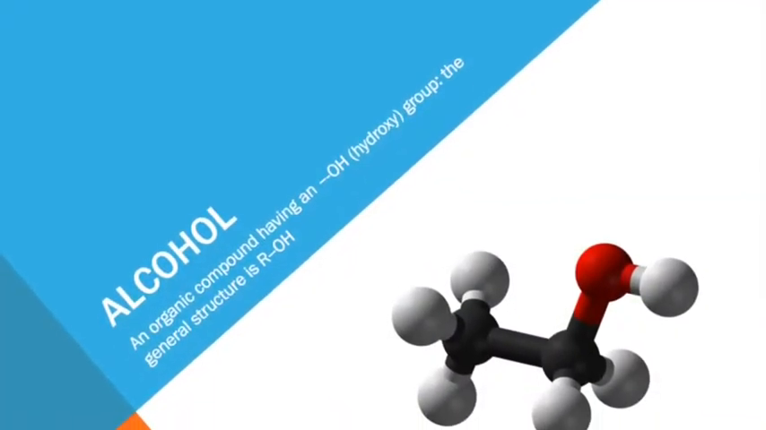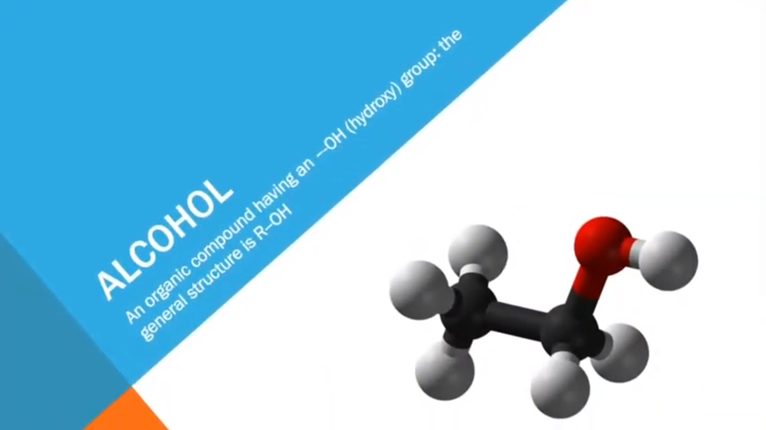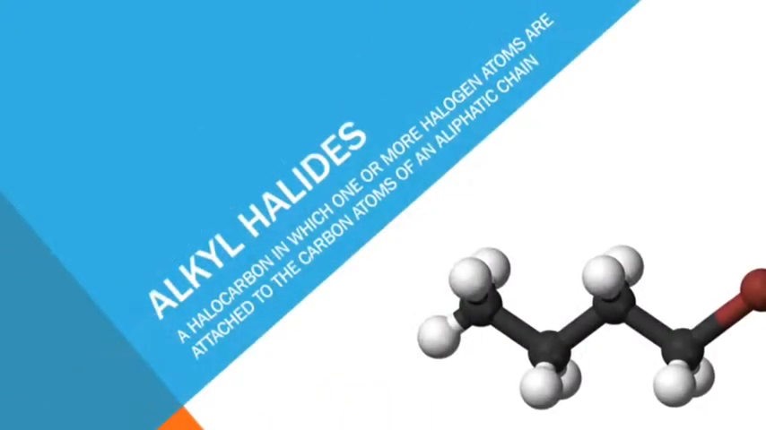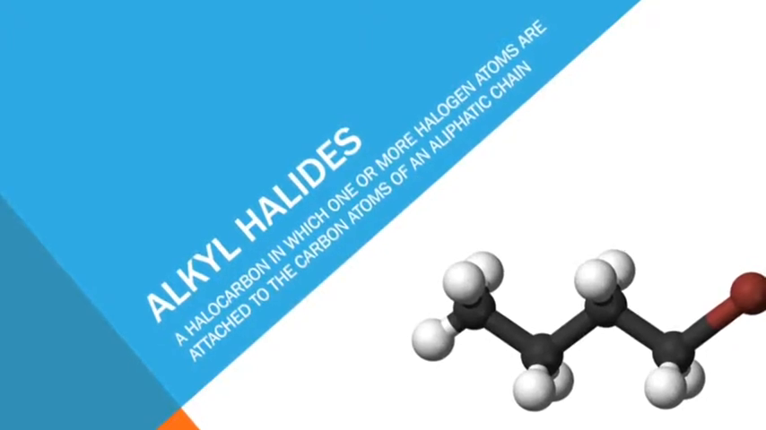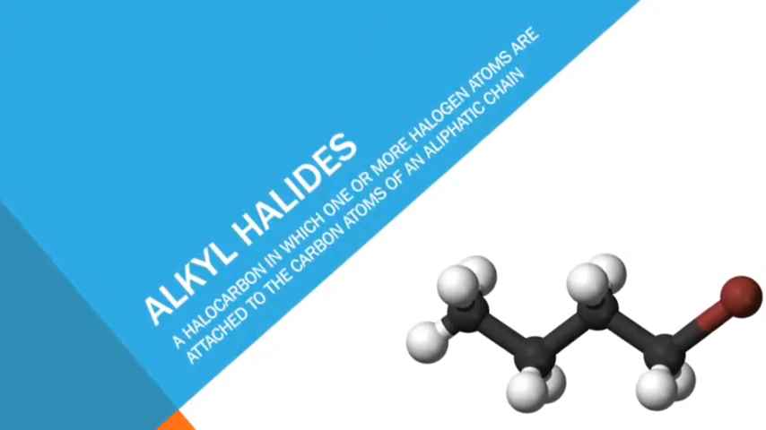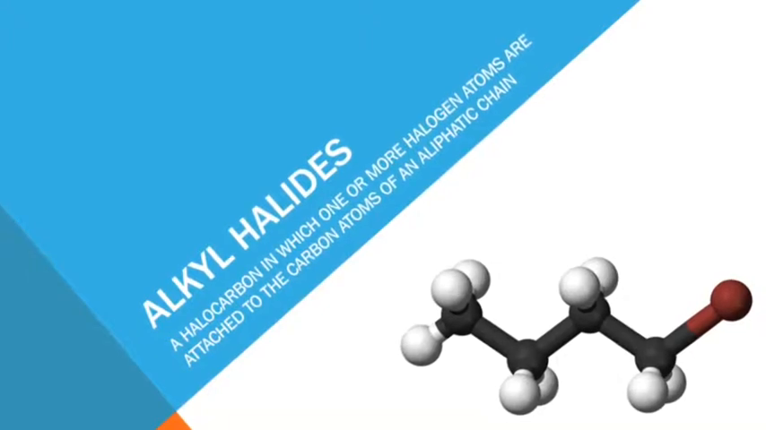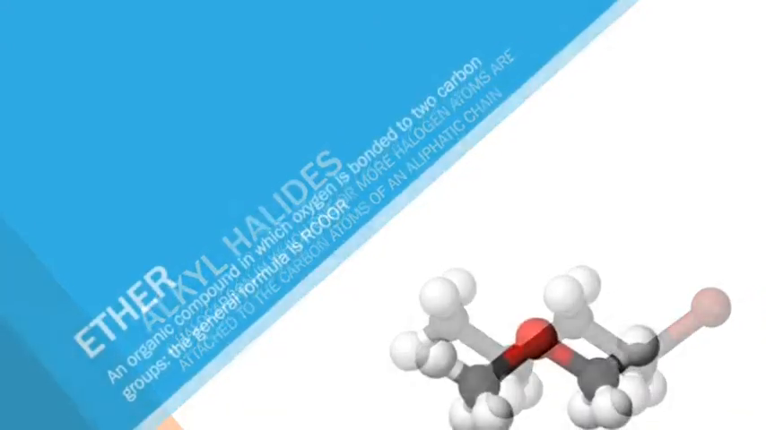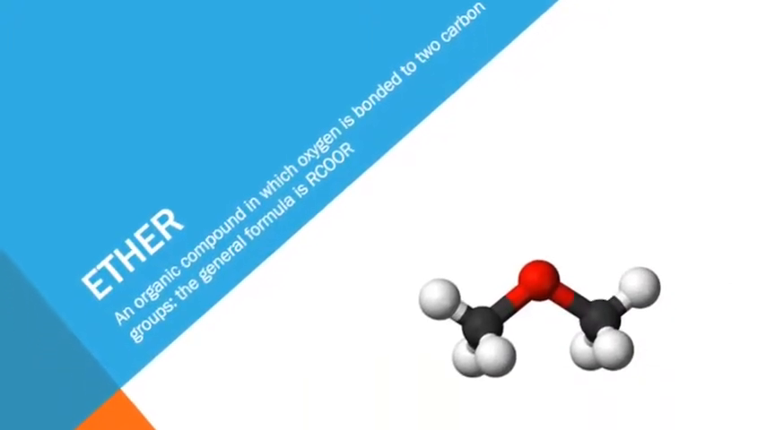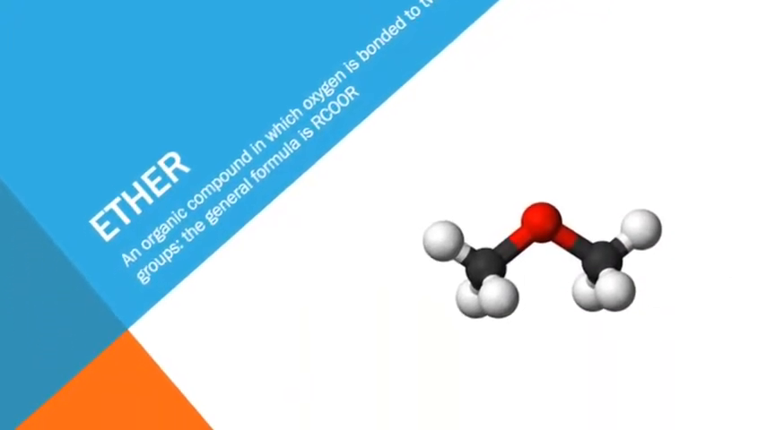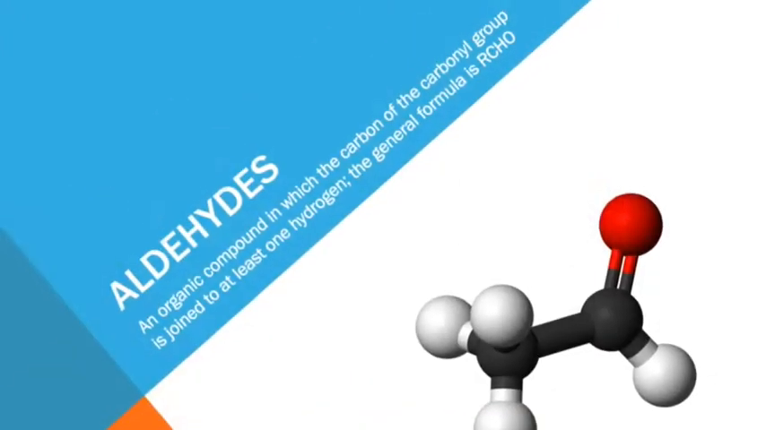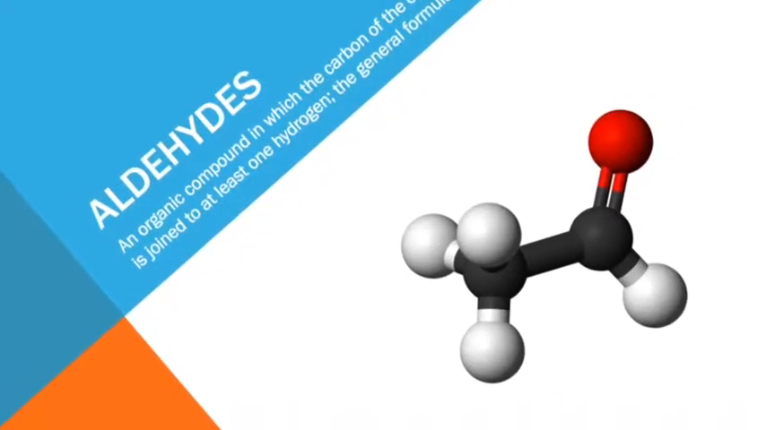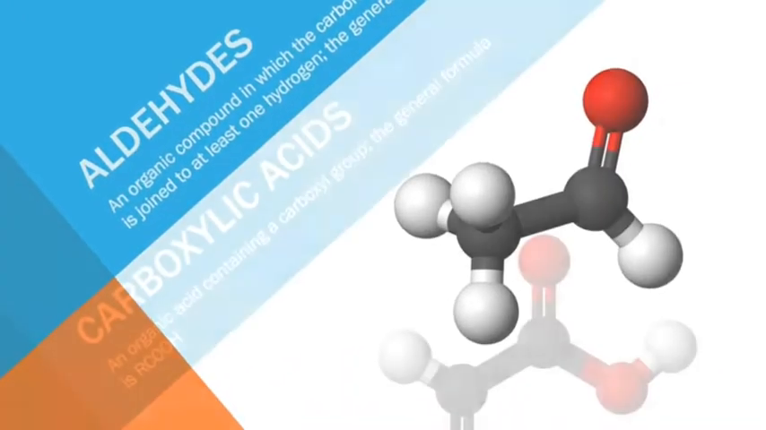Alcohol is an organic compound having a hydroxy group. The general structure is ROH. Alkyl halides are halocarbons in which one or more halogen atoms are attached to the carbon atom of an aliphatic chain. An ether is an organic compound in which oxygen is bonded to two carbon groups. Aldehyde is an organic compound in which the carbon of the carbonyl group is joined to at least one hydrogen.